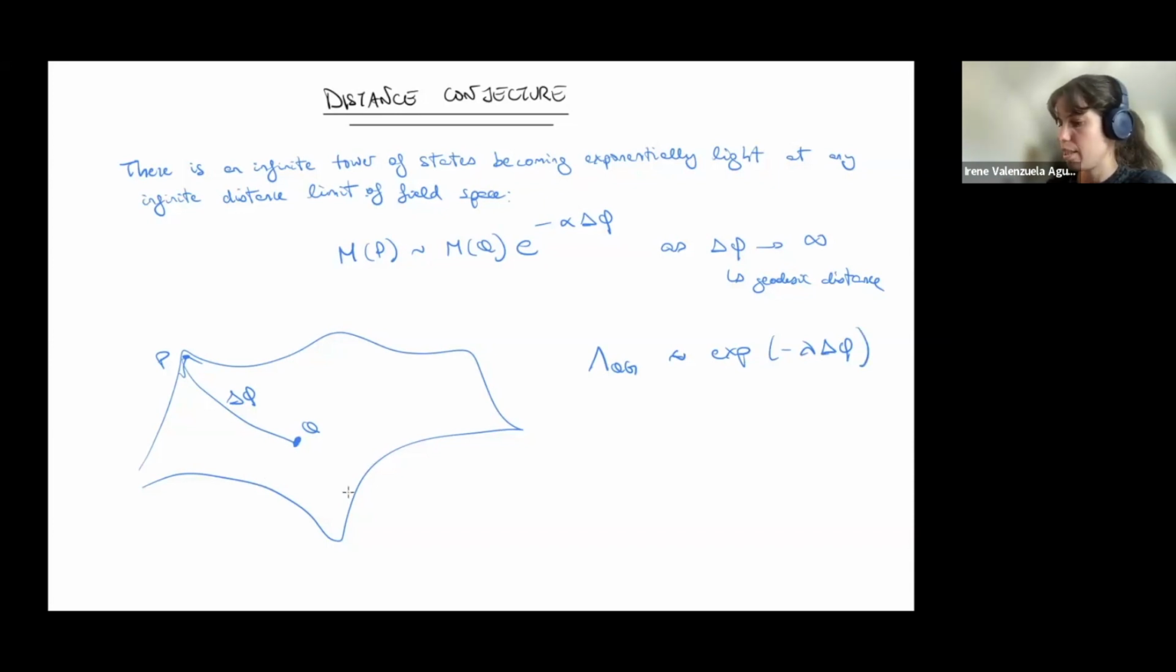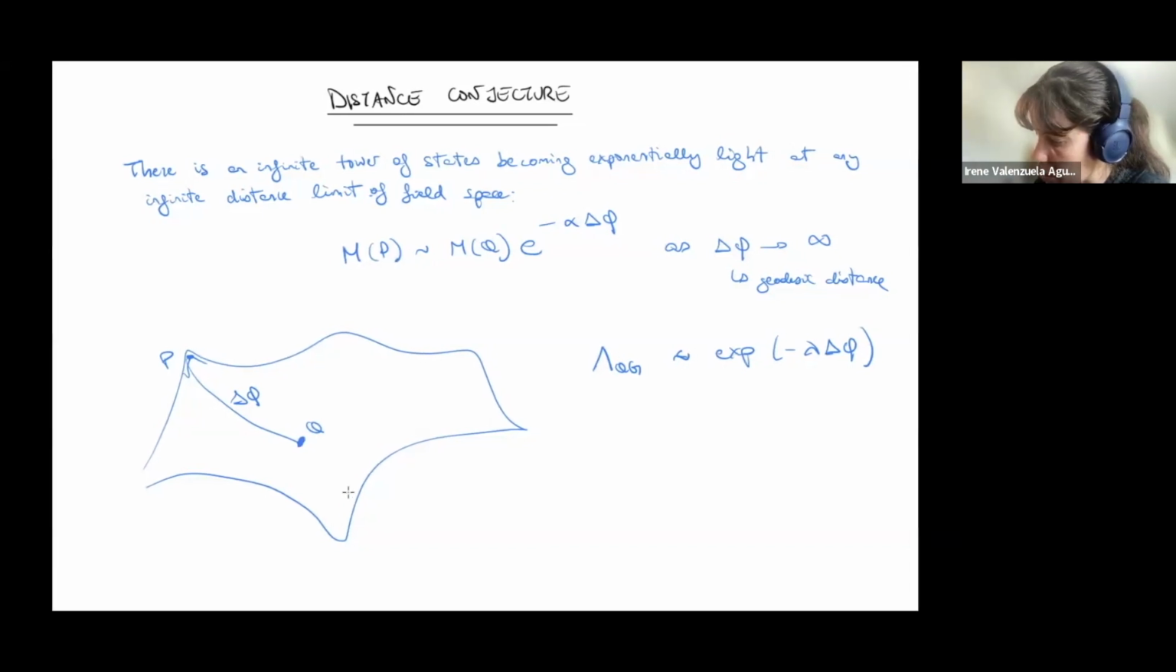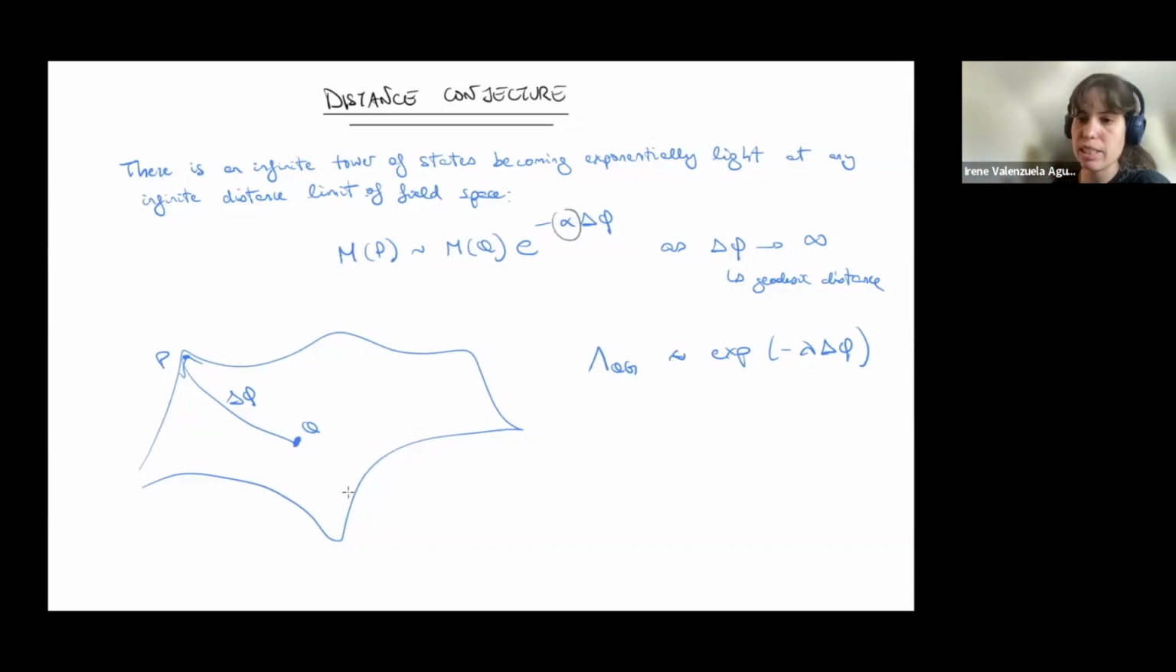Okay, now, I didn't tell you what the exponential rate is. The conjecture originally only said that it's exponential, but nowadays we have a much better understanding of this conjecture at the quantitative level. So this alpha, this exponential rate, there is a proposed bound, which is 1 over the square root of d minus 2, where d is the number of space-time dimensions. This is the dimension of the space-time.